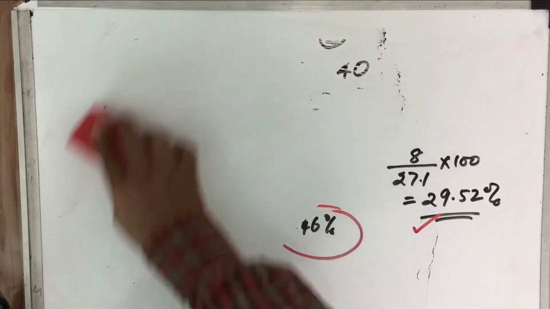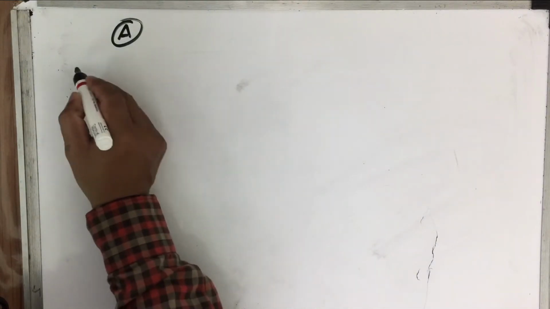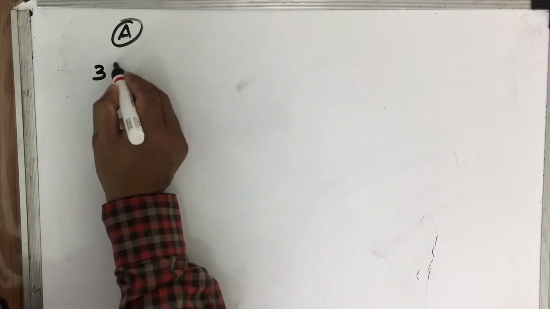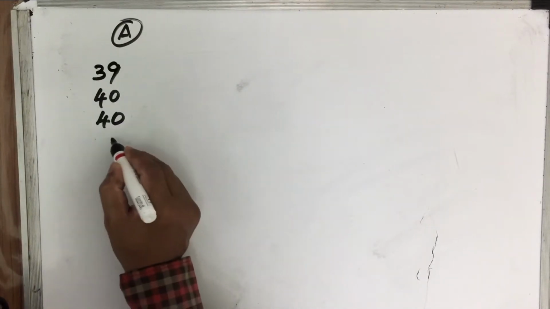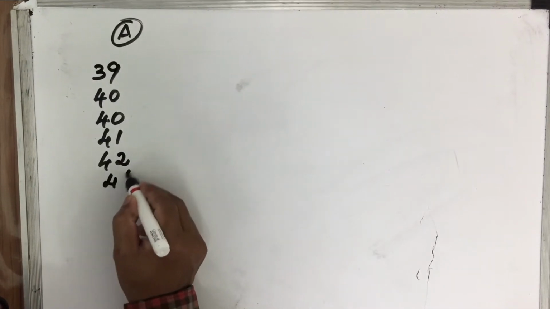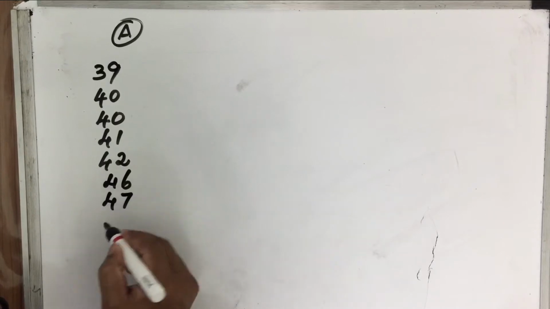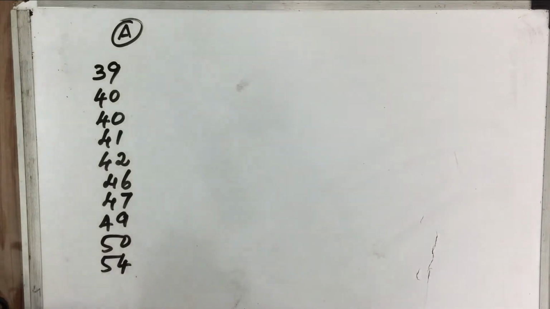Let us take one more example to explain coefficient of variation. Let us take example A. Assume the height of a particular plant, maybe a pea plant. The heights are 39, 40, 40, 41, 42, 46, 47, 49, 50 and 54. Assume these are the heights of the plants which we have got.